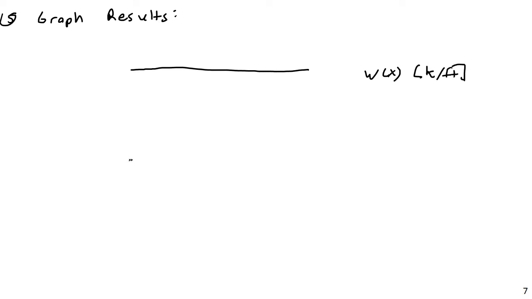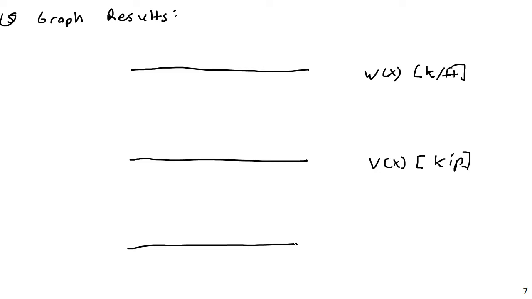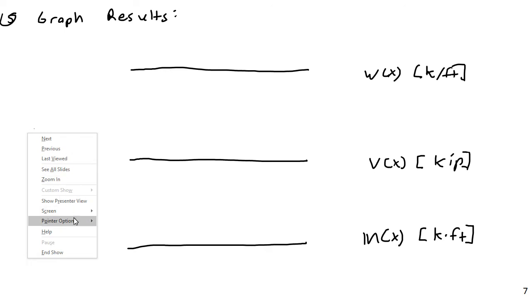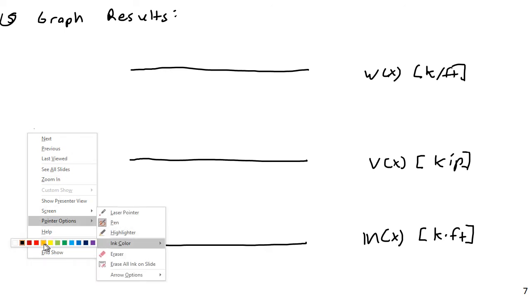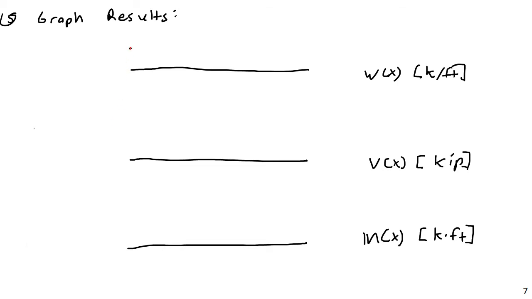Then below that, I'm going to have my shear, my v of x, which will be in kips. And then below that, I'll have my moment, which will be in kip feet. All right, so I'm going to draw this here. Nice, perfectly linear, perfectly straight equation. I've drawn worse.